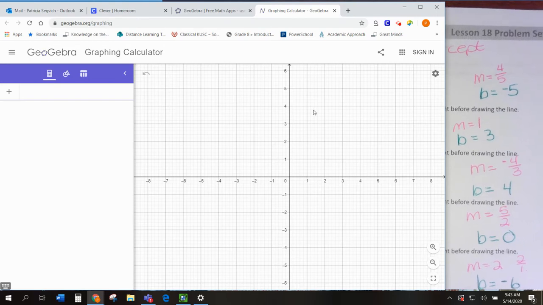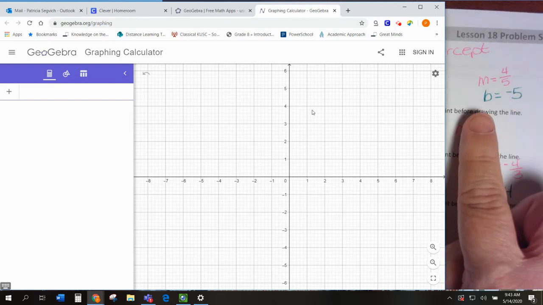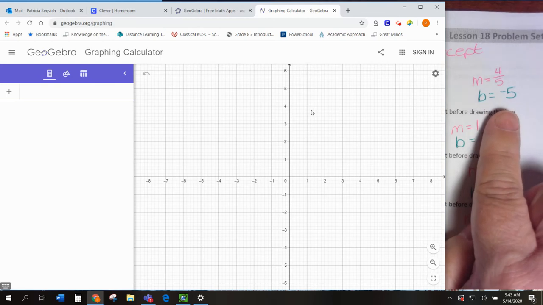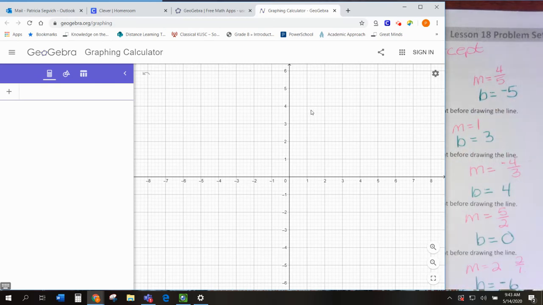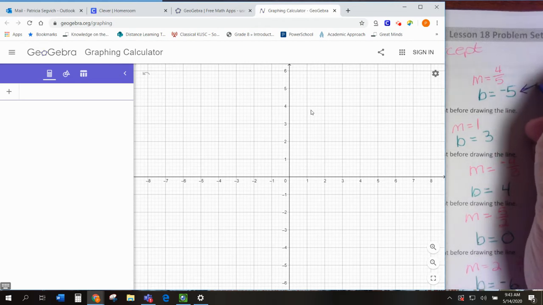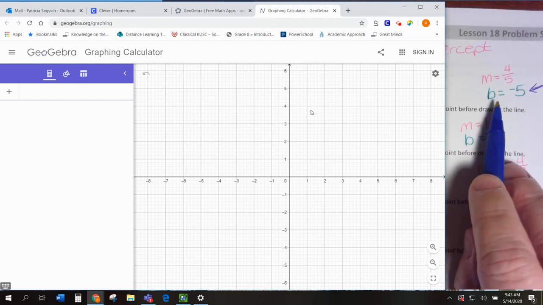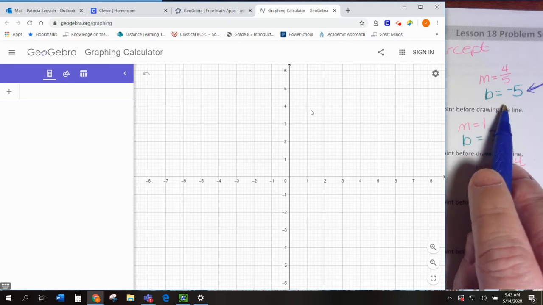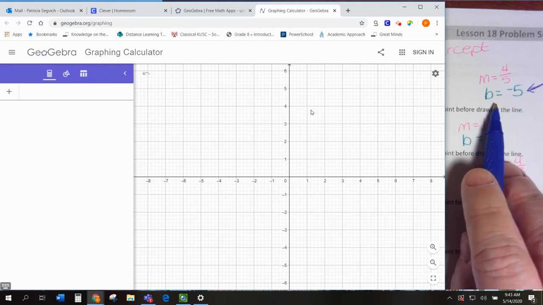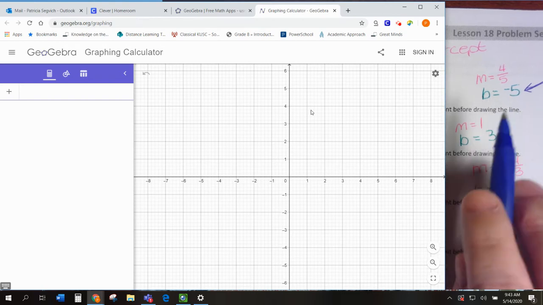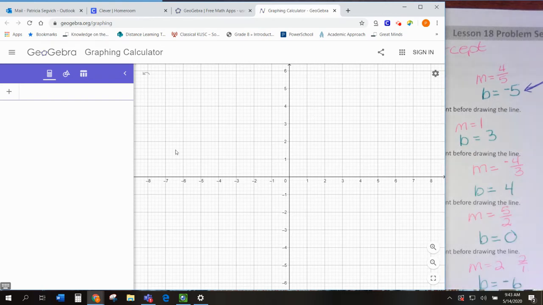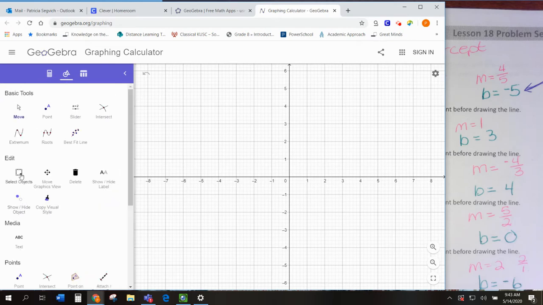For number 1, we came up with an m of 4/5 and a b of negative 5. So the first thing we do is we graph the dot on b. This is negative 5 on the y-axis because this is the y-intercept. This tells us where it intersects with the y-axis. So I can put a point at negative 5 on the y-axis right there.